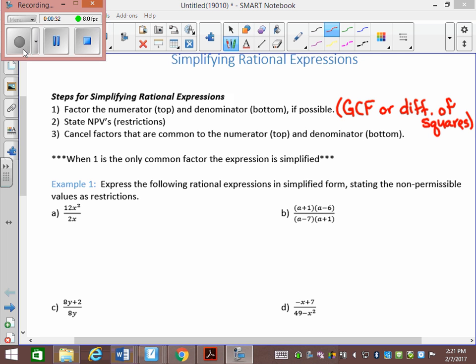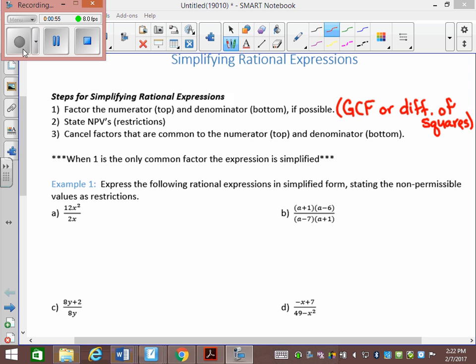Number 2, state the non-permissible values, the restrictions. So every single time, when we're multiplying and dividing as well, you're going to do your GCF or your difference of squares on all of the tops and the bottoms, the numerators and the denominators. Then you're going to state the non-permissible values, where the denominator can't equal. And then you will cancel.